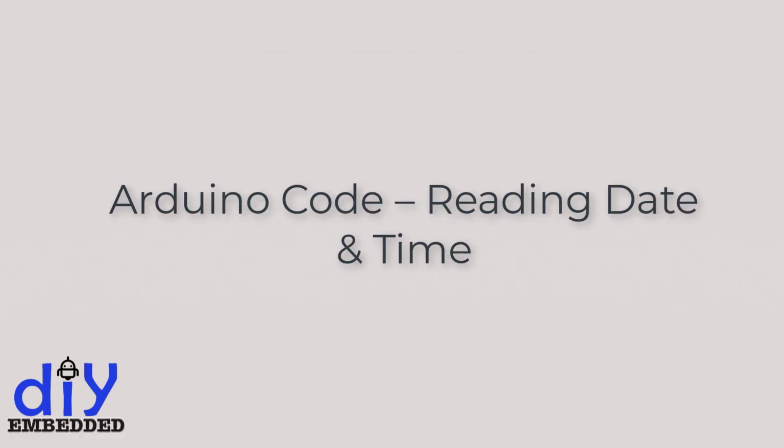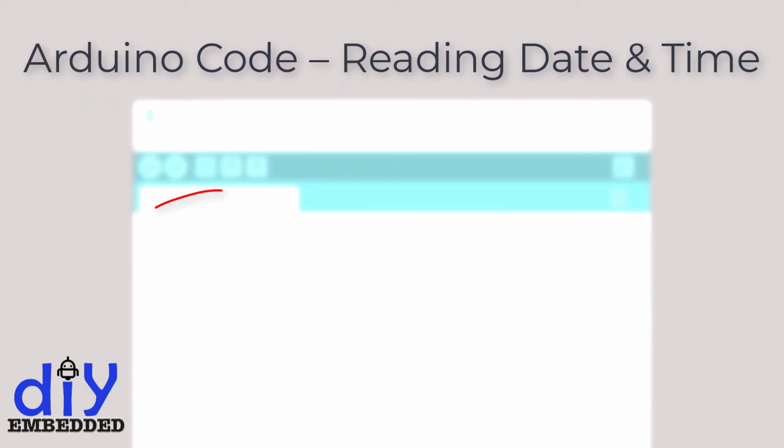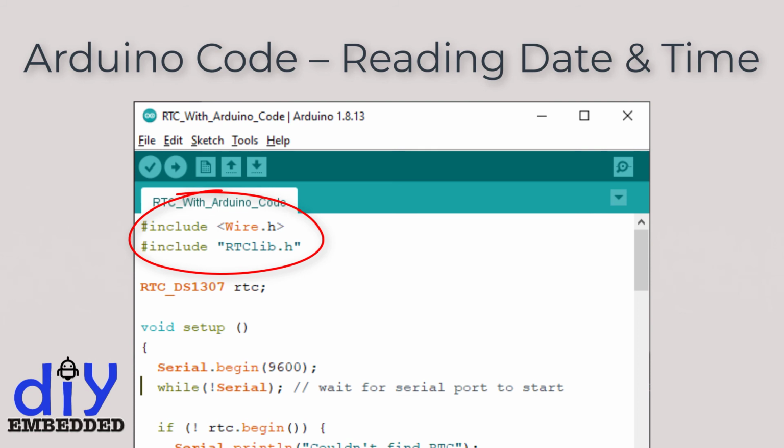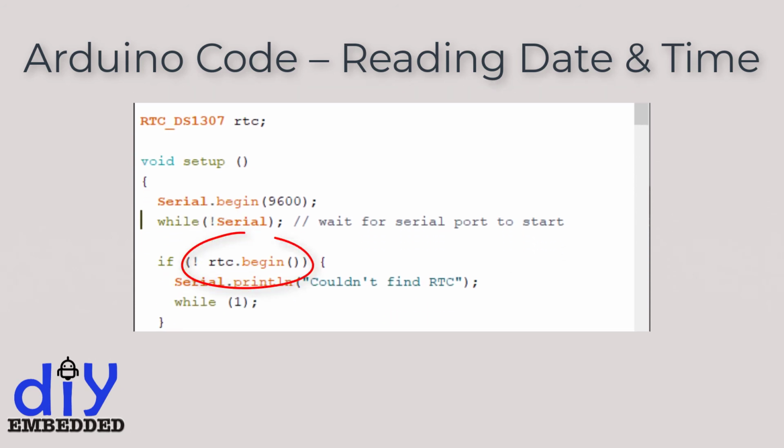Now we have everything ready to start code to interface the RTC module. Let's start coding. We need two header files, Wire.h and RTClib.h, for communicating with the module. We then create an object of the RTClib library. Now in the setup function, call the begin function of this RTClib object to ensure that the RTC module is connected.